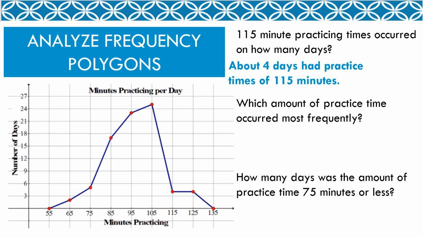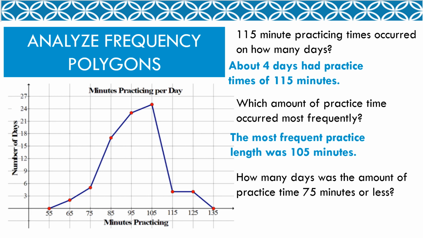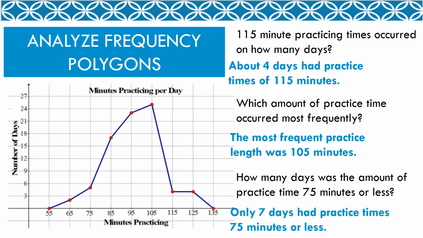Which amount of practice time occurred most frequently? So our highest point is above 105. So the most frequent practice length was 105 minutes. How many days was the amount of practice time 75 minutes or less? So we look for 75 minutes and we find that frequency. We find the frequency for 65. And of course, the frequency for 55 is 0, so we don't need to add that in. So only 7 days had practice times 75 minutes or less.